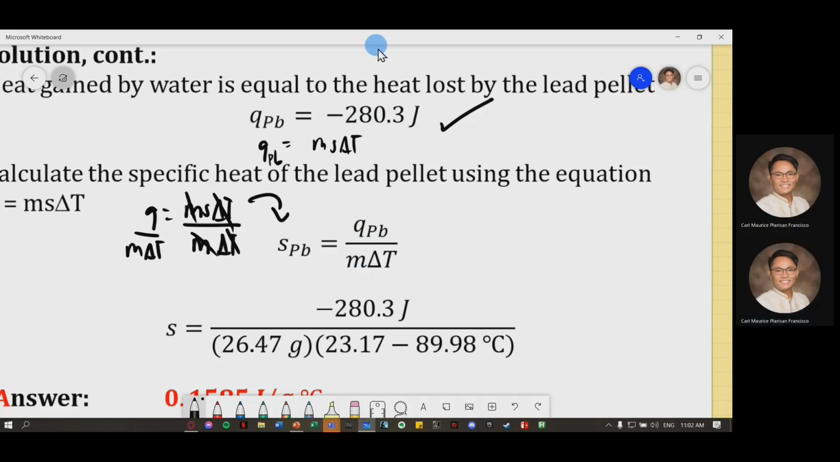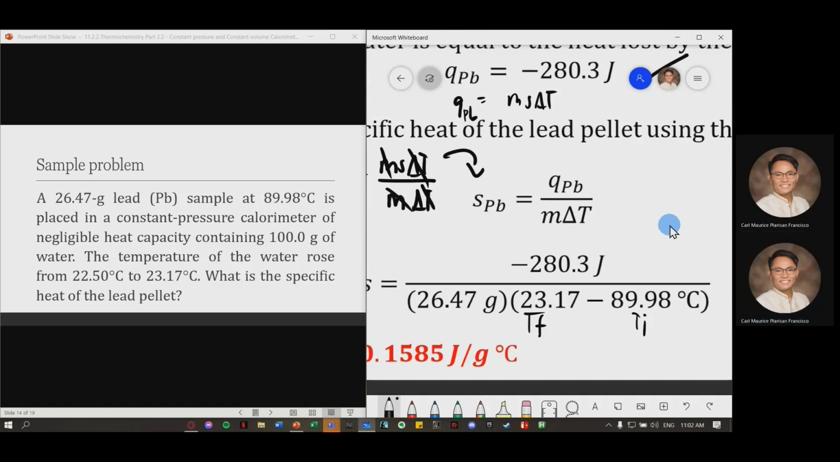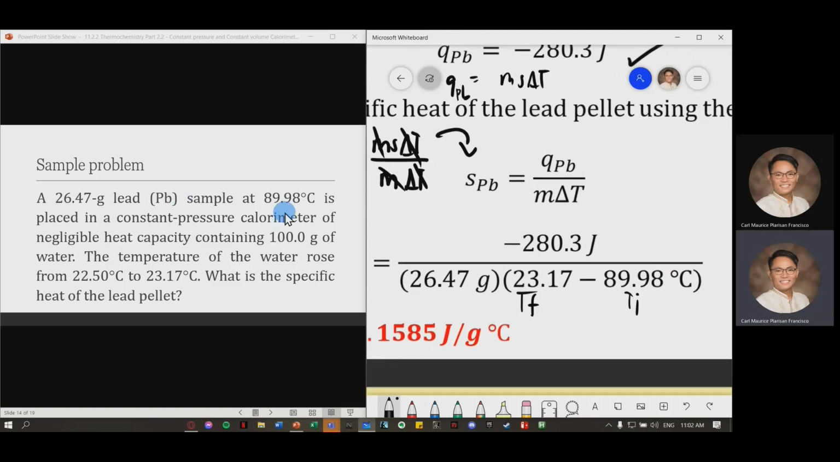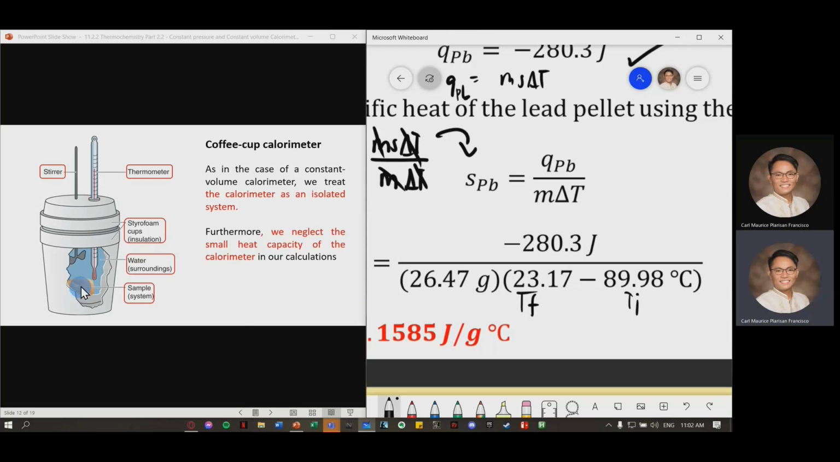The mass of lead is provided, 26.47 grams. And then change in T, this is the final minus initial. The initial is 89.98 degrees Celsius. Now, why is it 23.17? Bakit ang final temperature ng lead ay 23.17? Kasi po, tandaan natin, balikan natin yung image ng constant pressure calorimeter. Yung sample po ay kasama siya sa tubig. So kung ano po yung final temperature ng tubig, yun na din po yung final temperature ng sample.